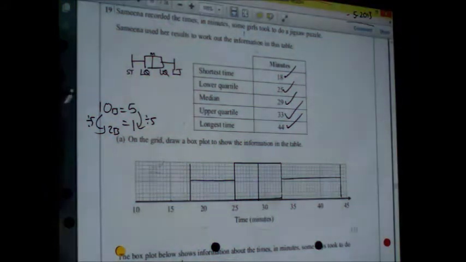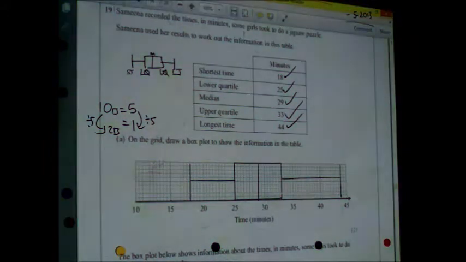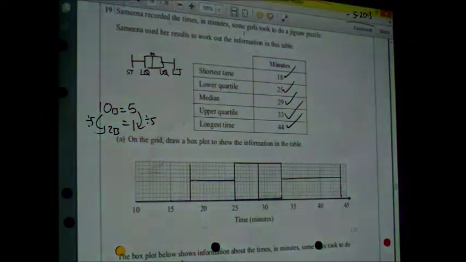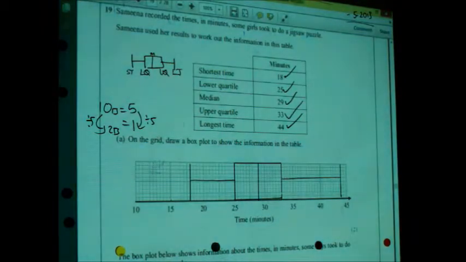Okay, so I think what else is on the paper? I can't see the rest of the question. Okay, the question says now, the box plot below shows some information about the times in minutes some boys took to do the same jigsaw puzzle. Compare the distribution of the girls' time and the boys' time. Okay, well we're going to have some issues now.